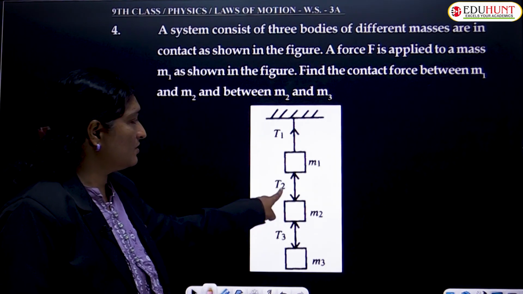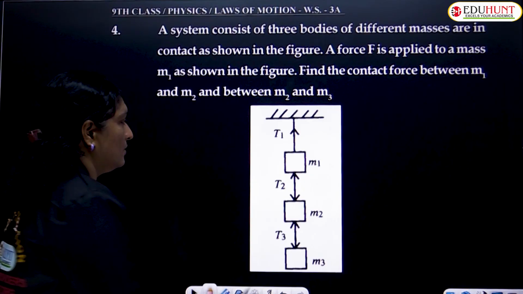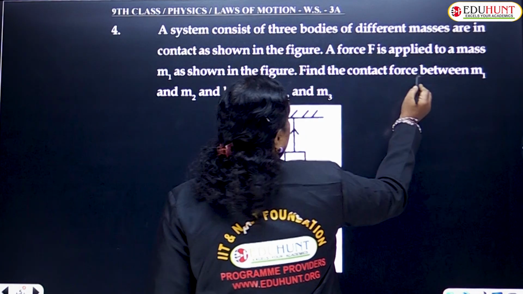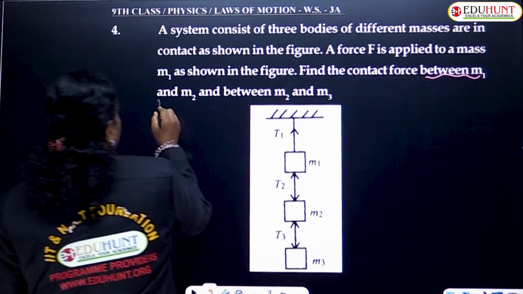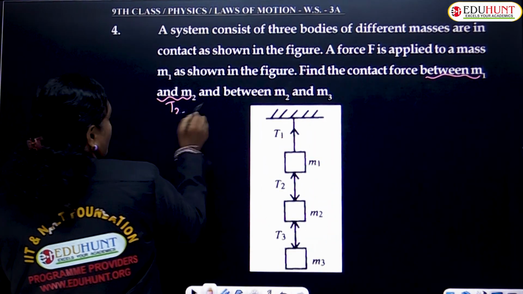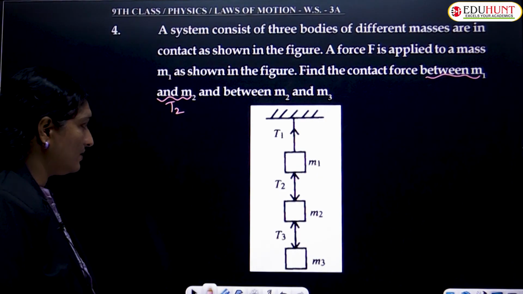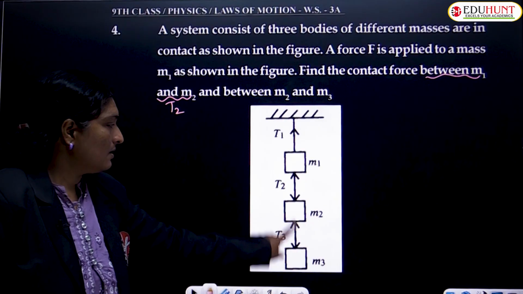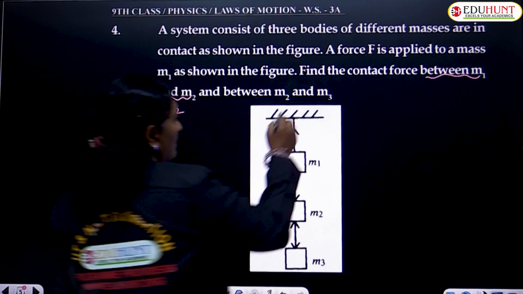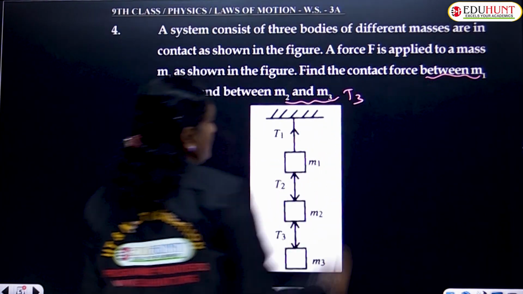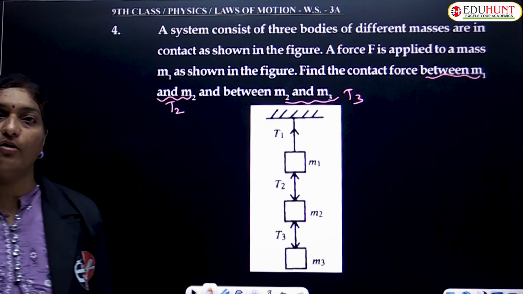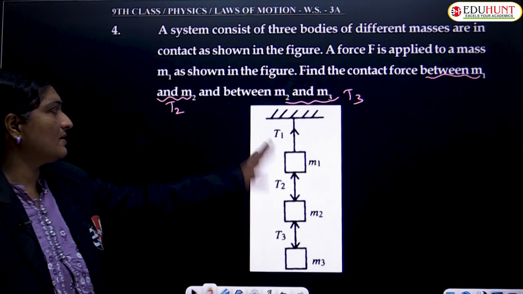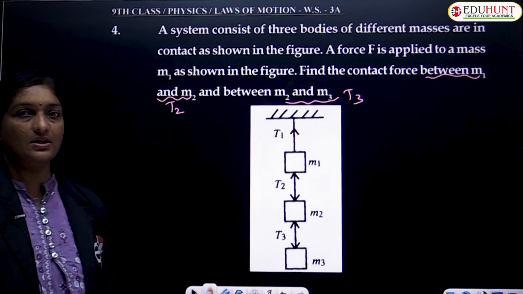So what is the contact force between m1 and m2, children? It is T2. So between m1 and m2, the contact force is T2. It asks you to find out T2, and also between m2 and m3, the contact force indicated with T3. So you are asked to find the value of T1, T2 as well as T3, whereas the force was given as T1. I hope the question is clear, children.